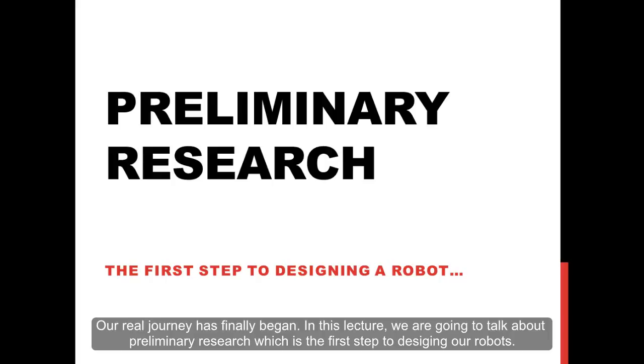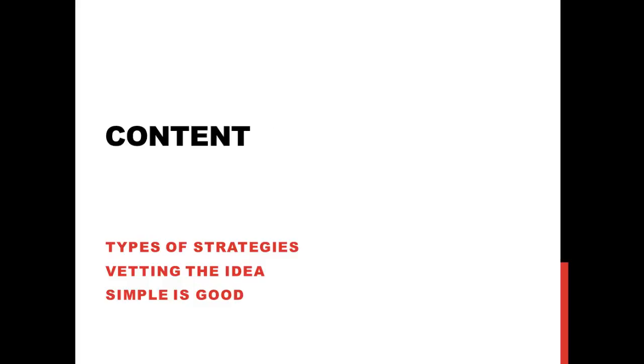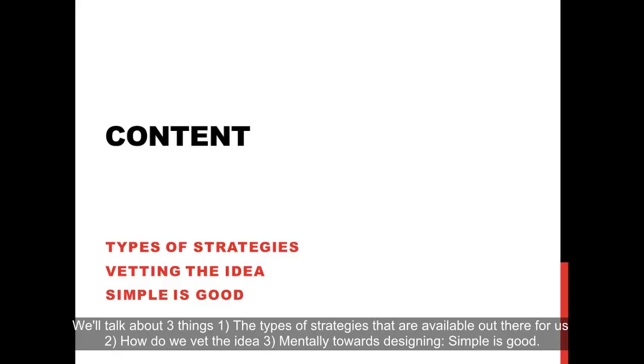Our real journey has finally begun. In this lecture, we're going to talk about preliminary research, which is the first step to designing our robots. We'll talk about three things. First, the type of strategies that are available out there for us, and how do we vet the idea. And we will end off with the third one, which is the mentality that we should have towards designing our robots, which is keep it simple.